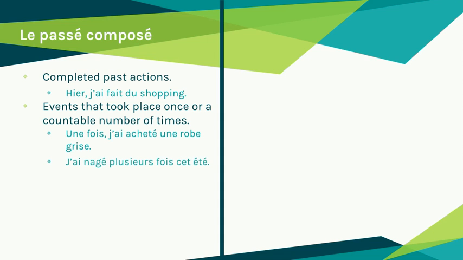J'ai nagé plusieurs fois cet été. I swam several times this summer. Several is countable, so we're going to use the passé composé.